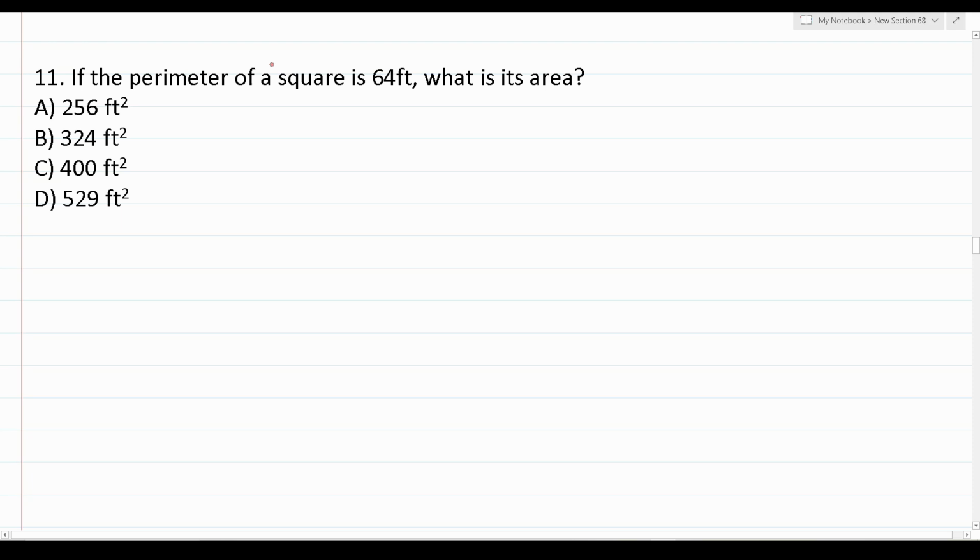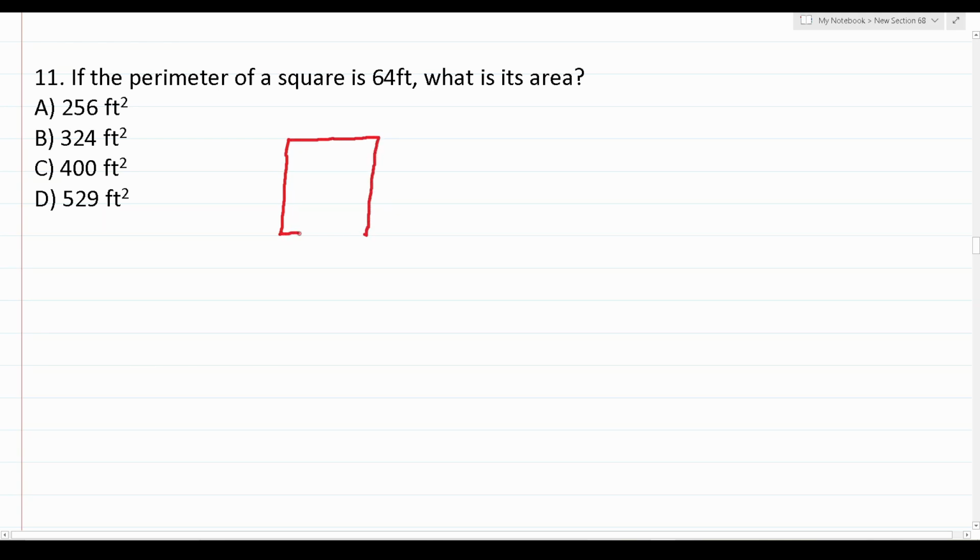All right, so number 11 here says, if the perimeter of a square is 64 feet, what is its area? All right, so first things first, let's make a square here. And it doesn't have to be perfect. Squares can be hard to draw sometimes.